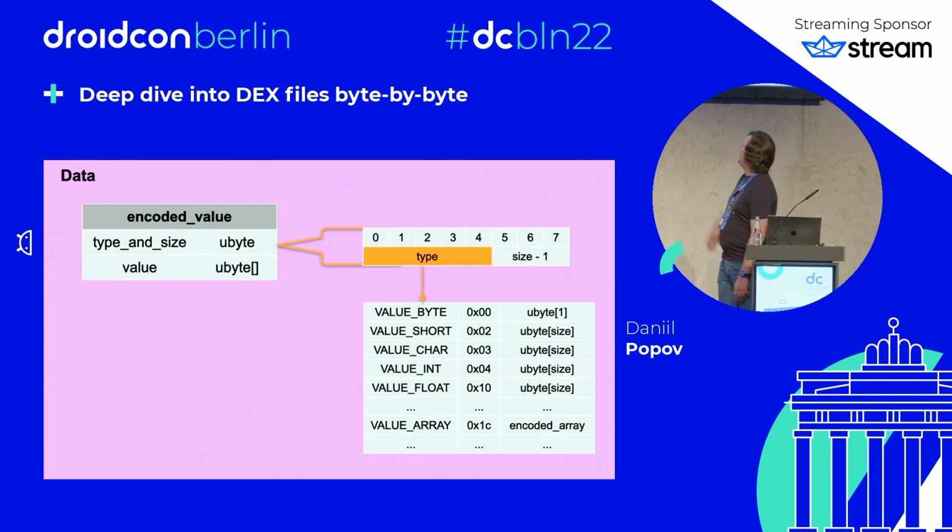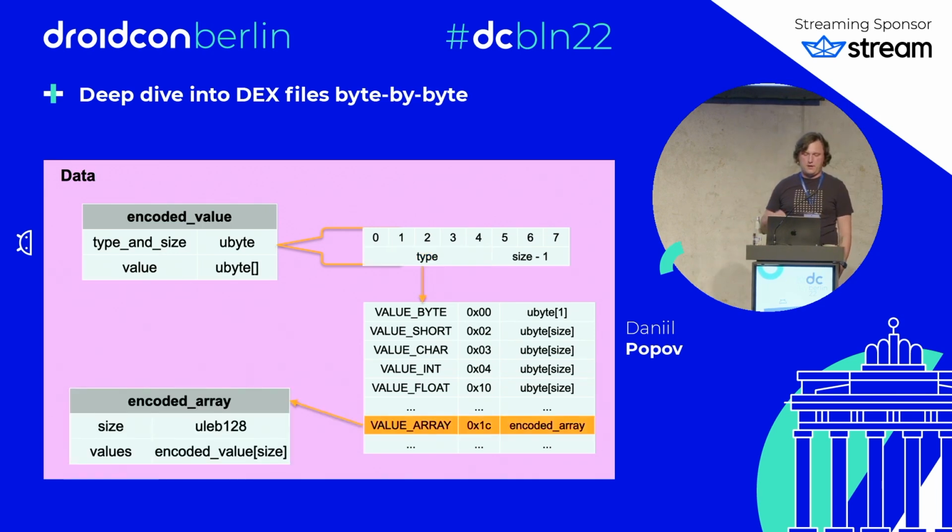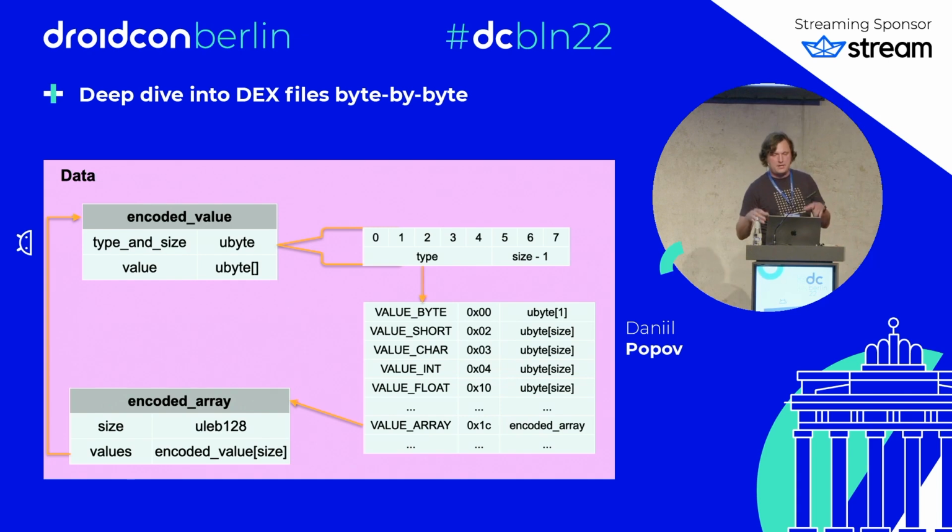There are primitive types and some other reference types, but the one interesting thing here is the array type. The array is presented with the encoded array structure, which has the size of elements inside it and has references to the same encoded value. So basically, this encoded array is a sequence of other encoded values. Thus, this approach is able to store values of arbitrary type, even an array of integers, whatever it wants.